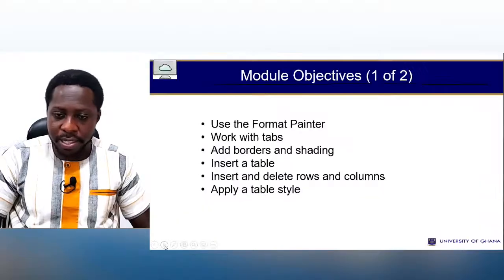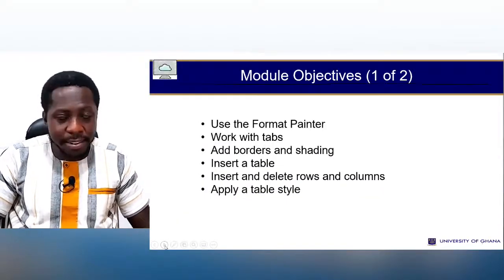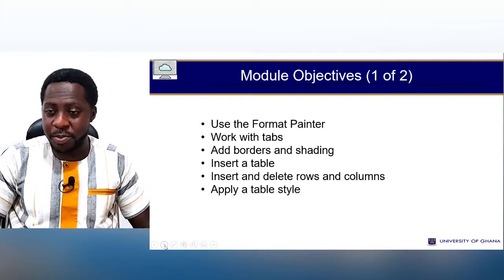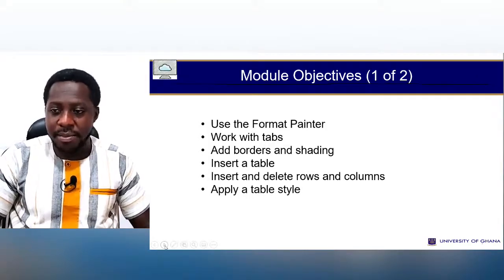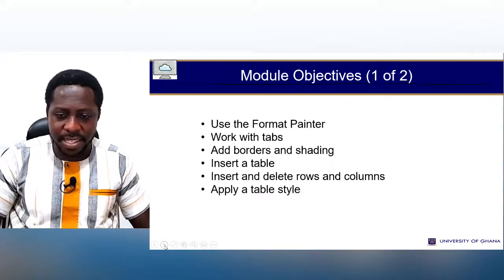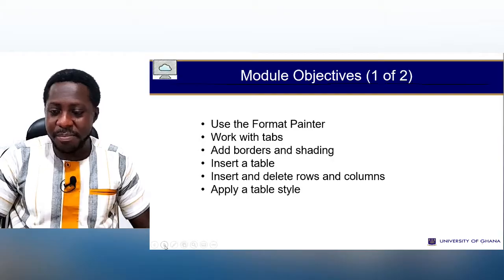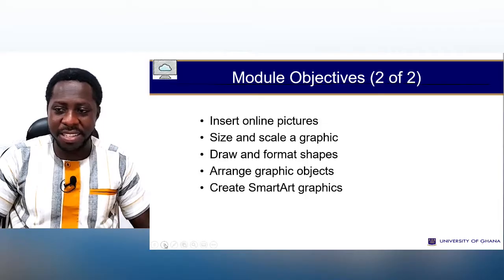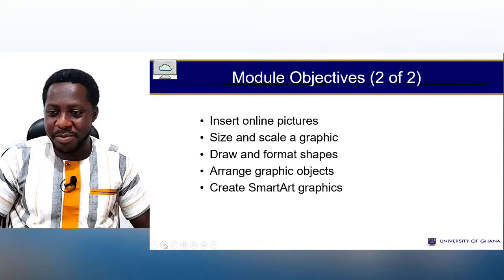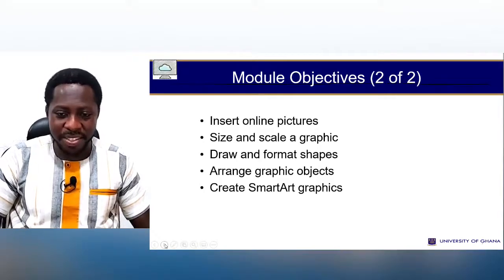Few things we are going to look at will include using the Format Painter, one of my favorite tools in Microsoft Office Word, working with tabs, adding borders and shadings, inserting a table, inserting and deleting rows and columns, and applying a table style. It won't end there. There are a few more. We will look at inserting online pictures, right? Sizing and scaling of a graphic, drawing format shapes, how we use all these tools. And then we'll talk about arranging graphic objects on the document and then creating smart graphics.